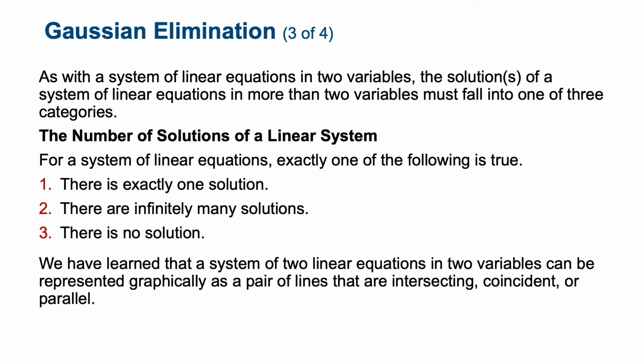What's actually happening when we're doing Gaussian elimination, graphically speaking? If we have a linear system, meaning that all the variables have an exponent of 1, these are the possibilities: you either have one solution, infinitely many solutions, or no solution at all. A system of 2 linear equations in 2 variables can be seen as lines that are intersecting, coincident, or parallel.